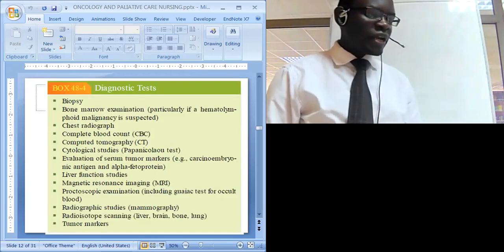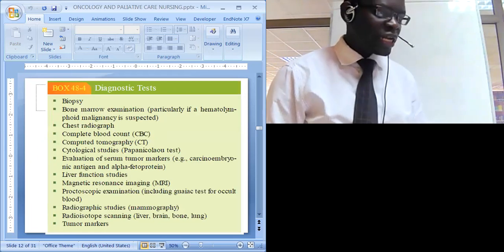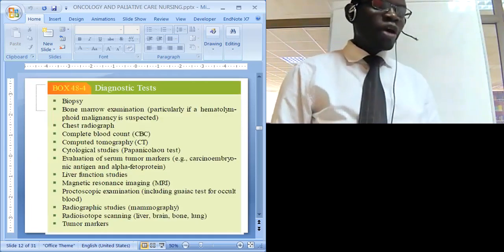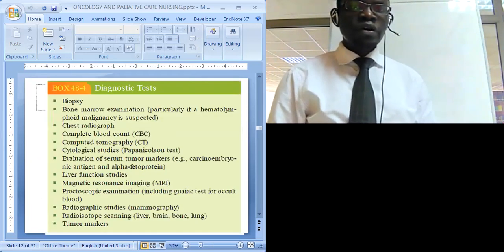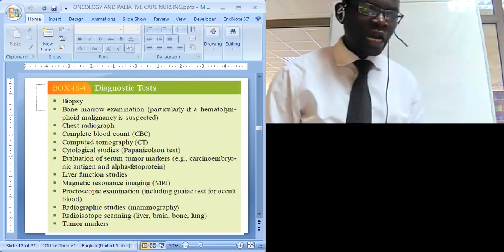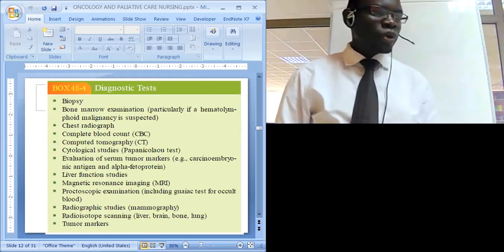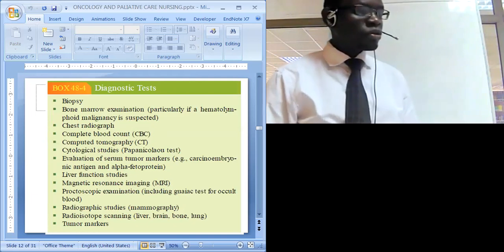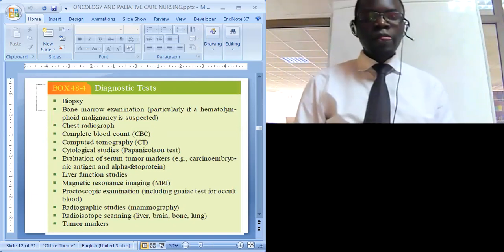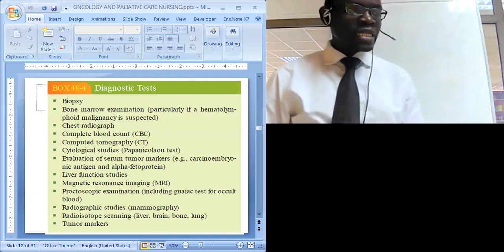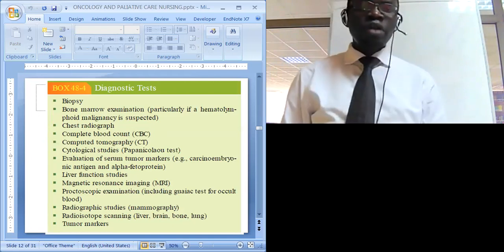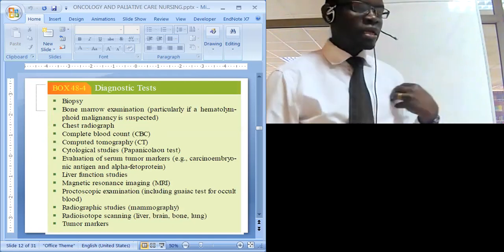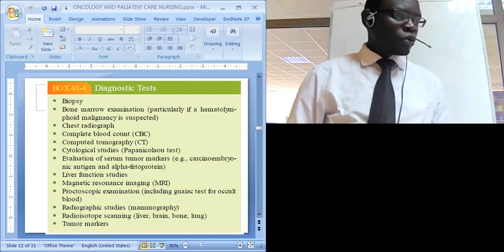Now, the different diagnostic tests that we do in addition to those: we do a biopsy, and a biopsy is one of the definitive diagnostic tests that are done. We can do bone marrow examination, especially for hematological cancers. We can do a chest radiograph for a cancer maybe in the chest or lung cancer.